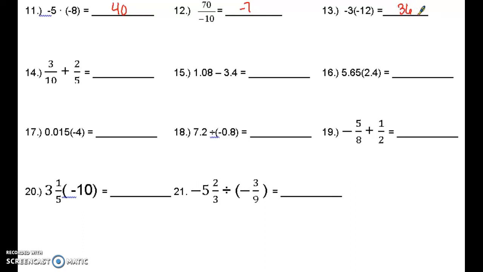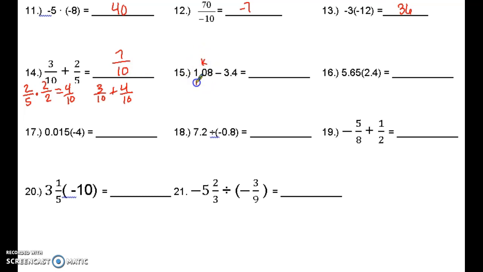Number 14, when you're adding fractions, you have to have the same denominator. 5 and 10 will both go into 10. So I need to change 5 to be a 10. To do that, I'm going to multiply by 2. What I do on the bottom, I have to do on the top. 2 times 2 is 4. 5 times 2 is 10. Now that I have the same denominator, I can add the numerators. 3 plus 4 is 7. Keep your denominator at 10.